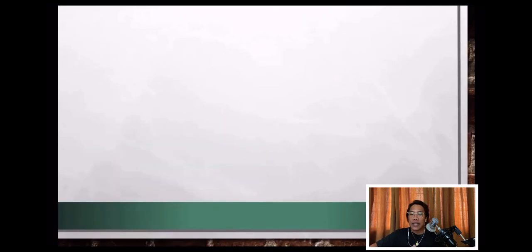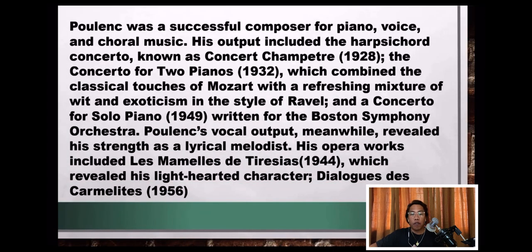Poulenc was a successful composer for piano, voice, and choral music. His output included the harpsichord concerto known as Concert Champêtre in 1928, the Concerto for 2 pianos in 1932, which combined the classical touches of Mozart with the refreshing mixtures of wit and exoticism in the style of Ravel, and a concerto for solo piano in 1949, written for the Boston Symphony Orchestra.